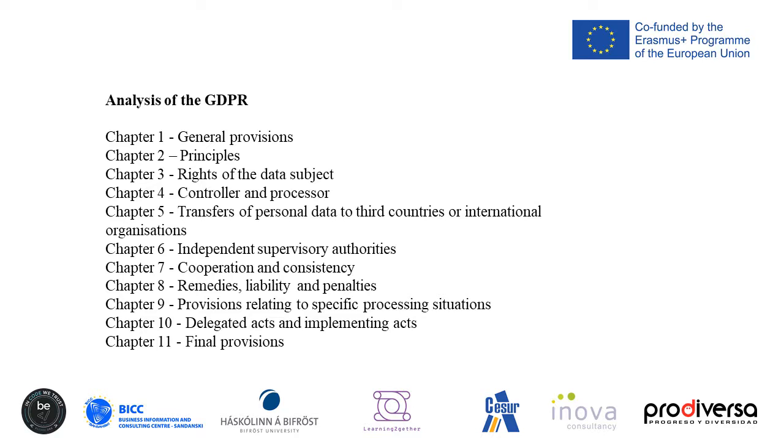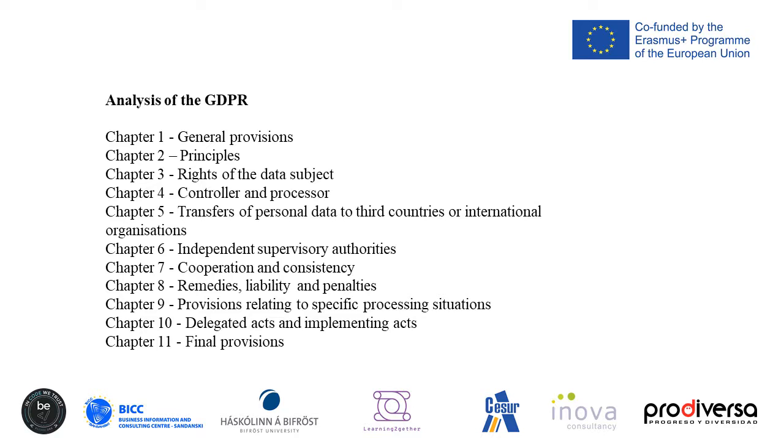Chapter number 5, Transfer of personal data to third countries or international organizations. This chapter provides the rules for transferring personal data that is undergoing or will undergo processing outside of the Union. Chapter number 6, Independent Supervisory Authorities. This chapter requires that each member state have a competent supervisory authority with certain tasks and powers.